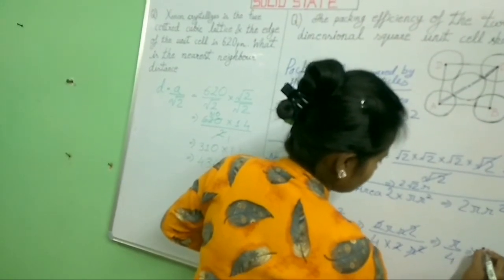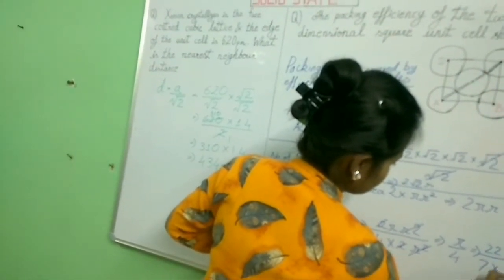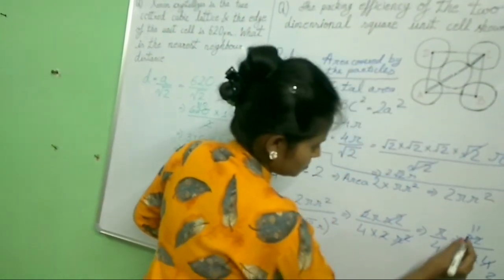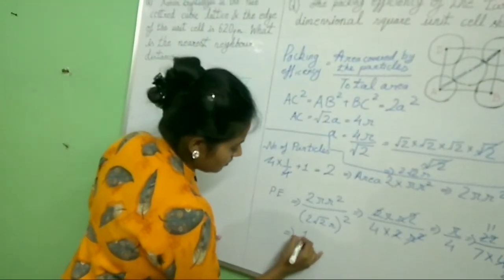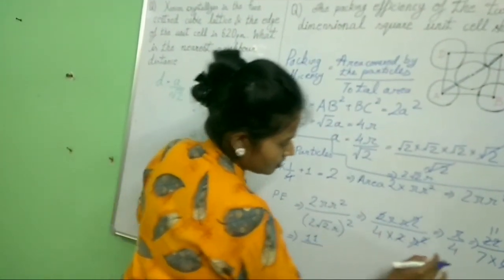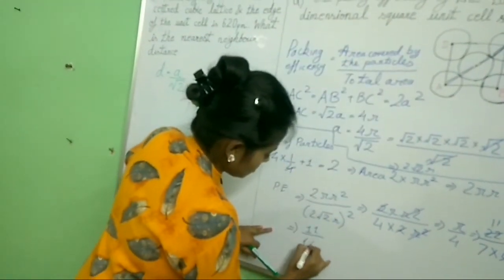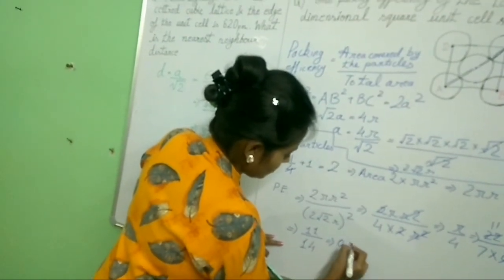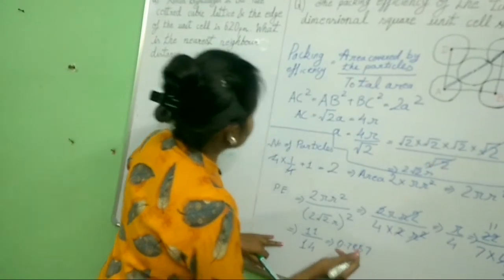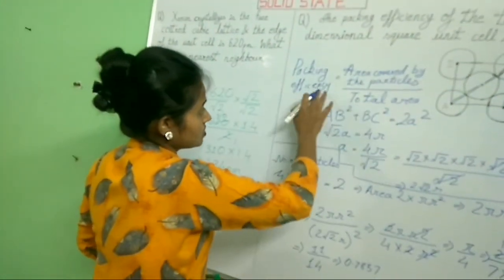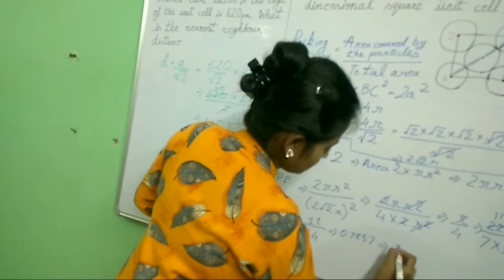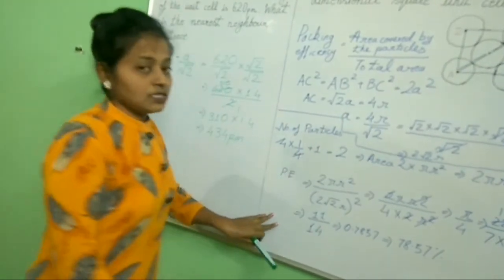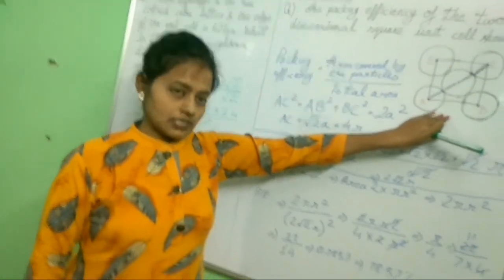Pi, we know, is 22 by 7, into 4. So 2 2s are 4, 2 11s are 22. So what is the final answer? 11 by 7 2s are 14. And if we divide this, what will we get? 0.7857. And we have to find out the percentage of the packing efficiency. So we can also write it as 78.57% is the packing efficiency of this square unit cell.